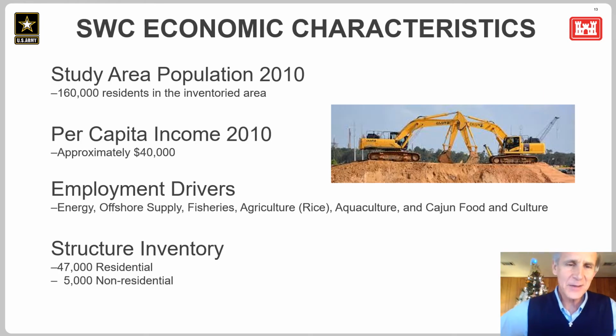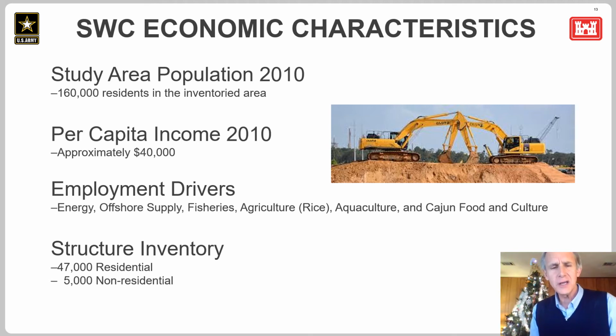And let's get to the economics. The study area, in terms of the inventoried area, a lot of this area is in the 100-year floodplain. About 160,000 residents were in the inventoried area using the 2010 census. Per capita income, you can see, is around $40,000. The employment drivers: oil and gas, offshore fisheries, agriculture, rice is very prevalent in this part, along with aquaculture, the crawfish farms. And of course, we talked about the Cajun food and culture.